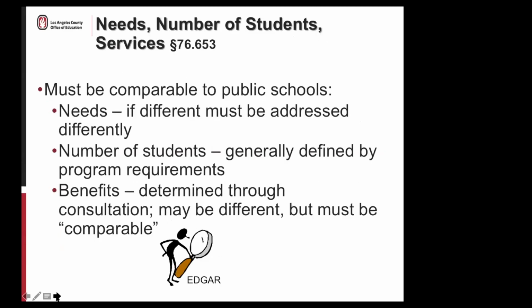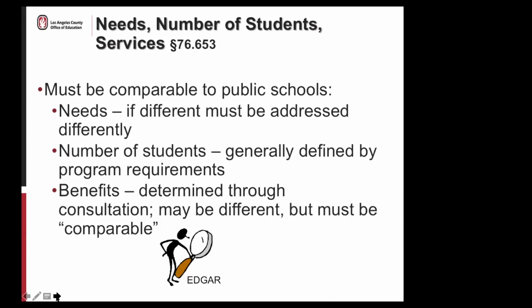The next slide has the next area, which has to do with the needs and number of students. EDGAR says that public school and private school services must be comparable. However, if the needs are different, they should be addressed differently. The number of students is generally defined by the program requirements. For example, how many students are served under Title III depends on how many students are identified as English learners. Under Title I, it depends on how many are low achieving and residing in a Title I school attendance area.